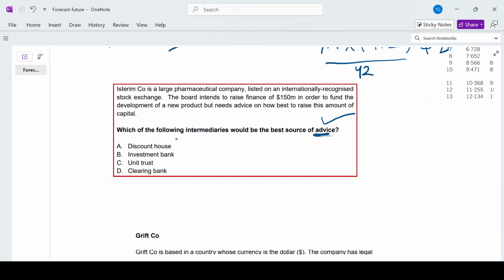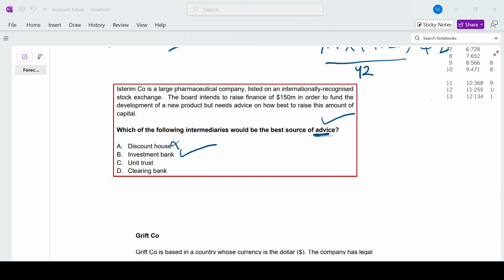Now a discount house is somebody you go to if you want to get your bills of exchange or any instruments discounted. So discount houses are going to trade in investments like bills of exchange rather than advising you on corporate finance. So this is not going to be our answer. Then investment bank. What's the role of an investment bank? It gives different banking services to the clients, and they also give them advice for raising capital. So this can be our answer. Let's see if the others get eliminated.